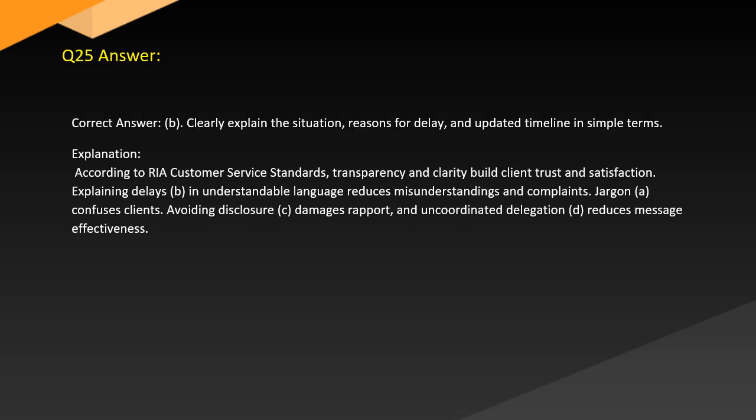Answer. Correct answer. B. Clearly explain the situation, reasons for delay, and updated timeline in simple terms. Explanation. According to RIA customer service standards, transparency and clarity build client trust and satisfaction. Explaining delays in understandable language reduces misunderstandings and complaints. Jargon confuses clients. Avoiding disclosure damages rapport, and uncoordinated delegation reduces effectiveness.